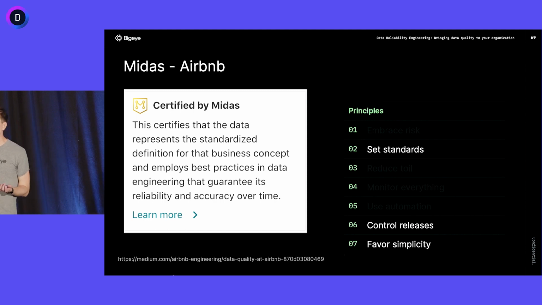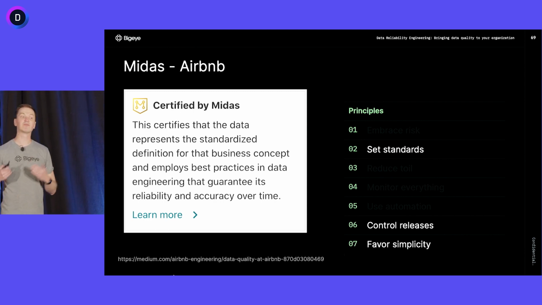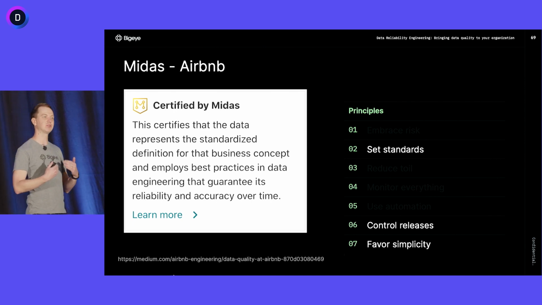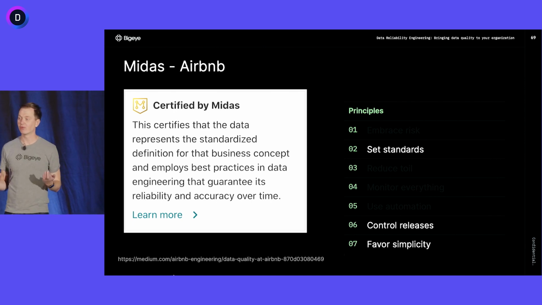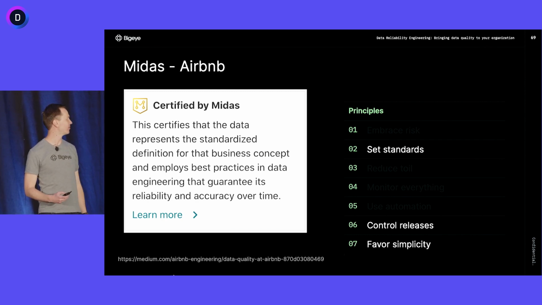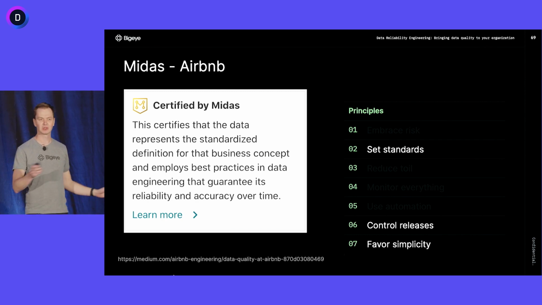Setting standards. They set the standards for what it means for a data set to be golden. What do you have to have? What do you have to ensure about your data for it to be considered certified by the Midas touch? I'm sure there's a pun there somewhere.